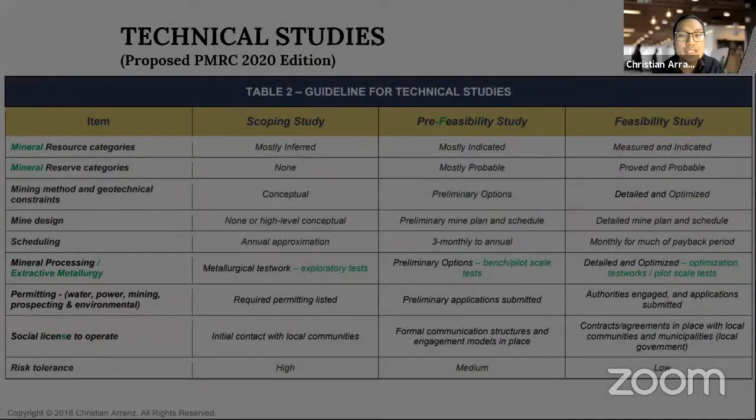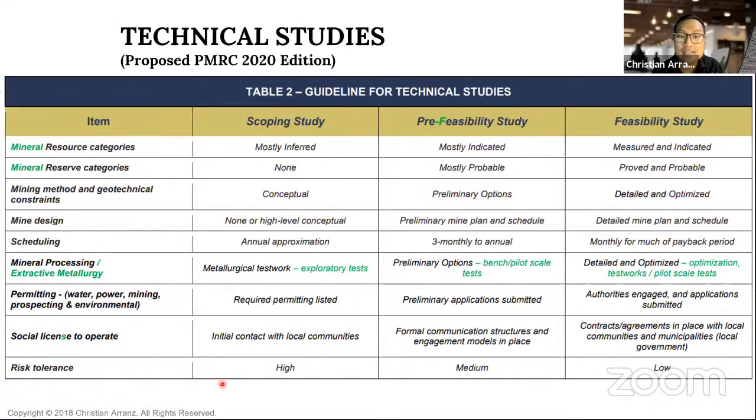Okay? This is the summary of those three: scoping, pre-feasibility, and feasibility study. Take note, for mineral resource categories, scoping is mostly inferred, if you remember the categorization. Pre-feasibility is mostly indicated, and feasibility study is measured and indicated. For mineral reserve, there is none yet in scoping. In pre-feasibility, the majority is probable, and in feasibility, more on proved and probable.